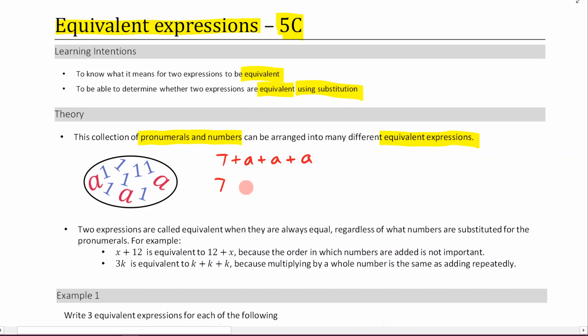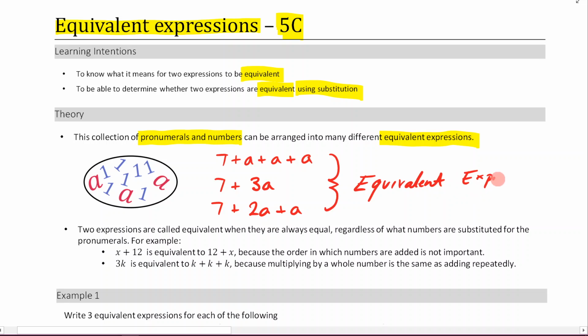Another way I could express it is that if I have 1, 2, 3 A's, I could say it's 3 times A, because 3 times A would be 3 A's. And remember, in algebra, we don't like that multiplication sign, so we could write it just like this, 3A. Another way I could write what is found in here is by going 7 plus 2A plus A, because 2A plus A will be 3A. So what we have right here are equivalent expressions. It's a new word that we need to learn, equivalent. It's basically different ways of saying the same thing.